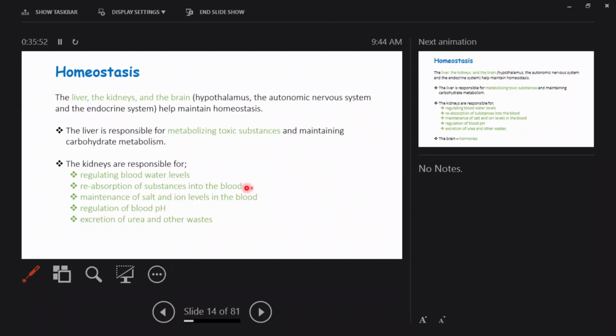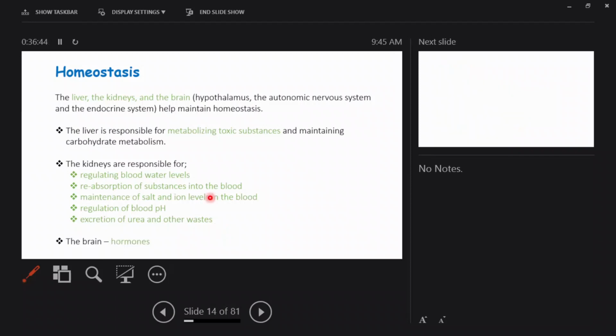If our body lacks some nutrients, the kidney will reabsorb the nutrients rather than excrete them. The kidney also helps in maintaining the salt and iron levels. If the salt level is too high, the kidney will excrete it. If the iron level is too high, the kidney will excrete it. If the salt or iron level is too low, the kidney will reabsorb them. By doing this, the kidney regulates the blood pH, and excretes the urea and other waste, so that we remove all the toxic components to prevent toxicity in our body.